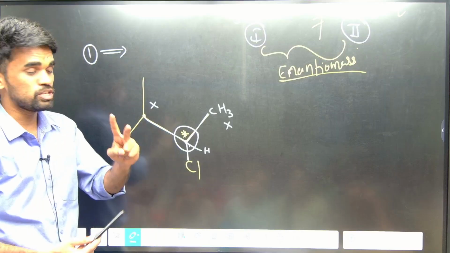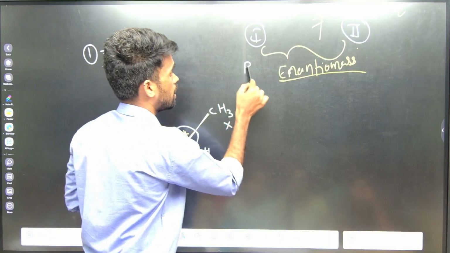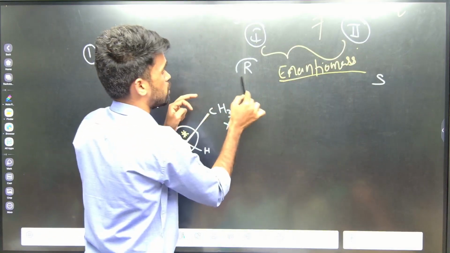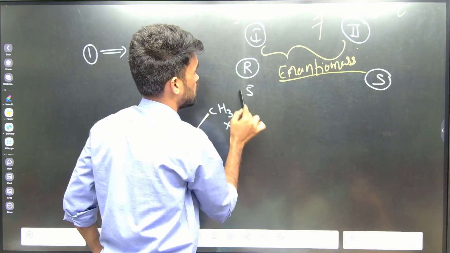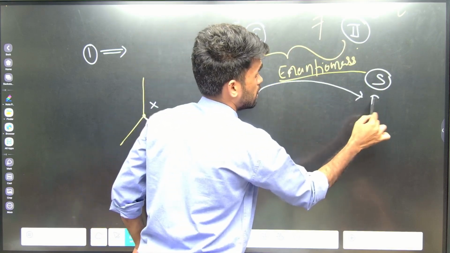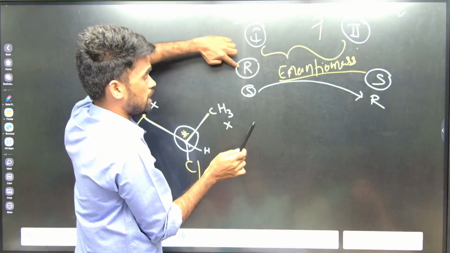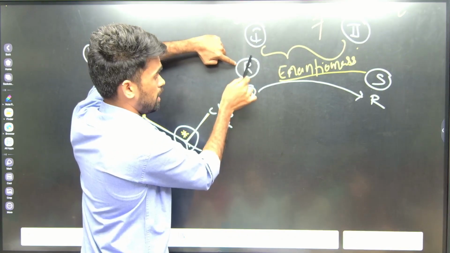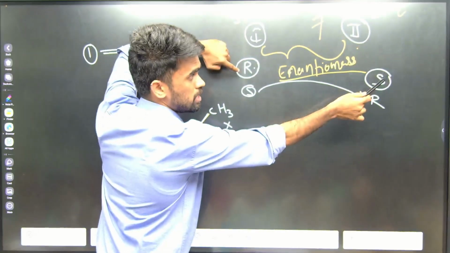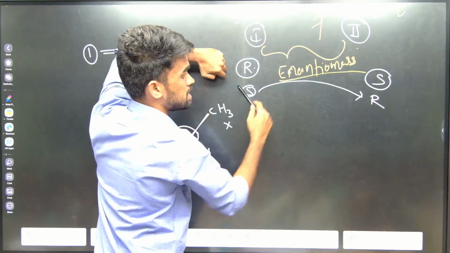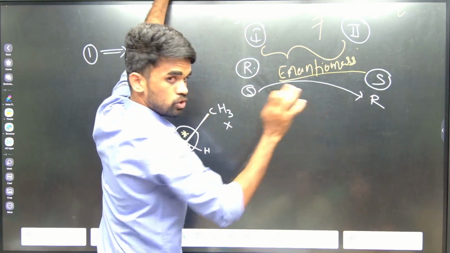Okay, so those isomers are called R and S. For example, if this is R isomer, its mirror image is called S, if this is S isomer, its mirror image is called R. It means, see, this is an R isomer, I am saying now. What is the enantiomer of this R isomer means what you should say? S. If this is S, its enantiomer becomes R. Do you got what I am saying?